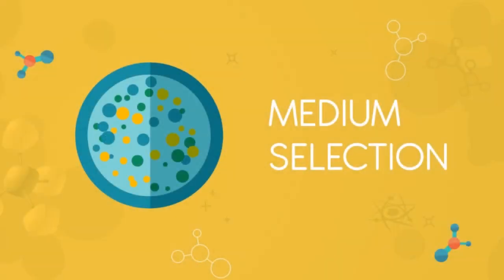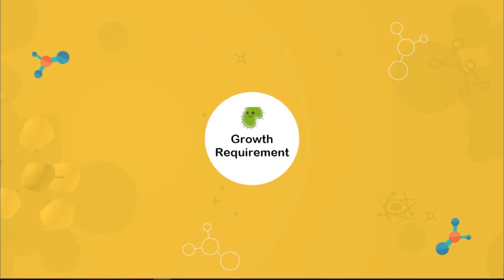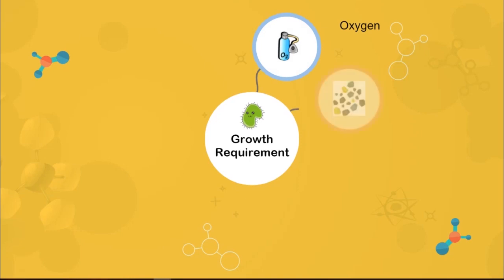Medium selection. Under this topic, I would like to talk about 2 things, which are microbial growth requirements and medium ingredients in industry. The first one is microorganism growth requirements. There are 6 elements which are needed by microbes to grow and reproduce. Oxygen, as electron acceptor in respiration for aerobic microorganisms. Mineral, acting as trace elements.